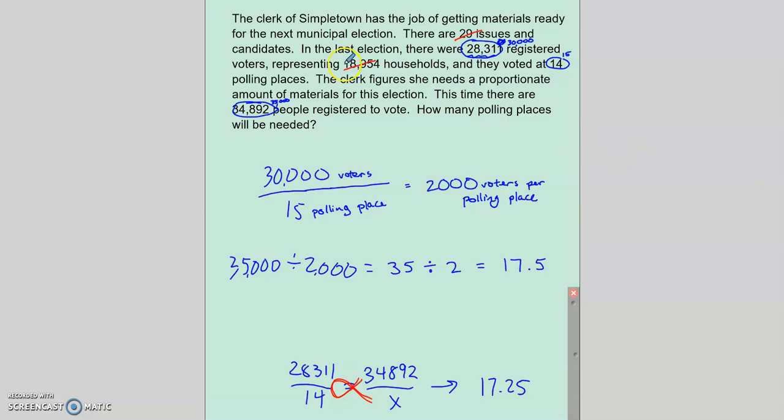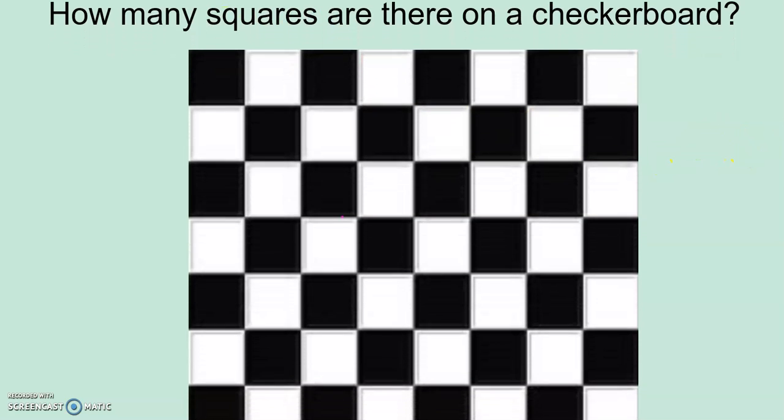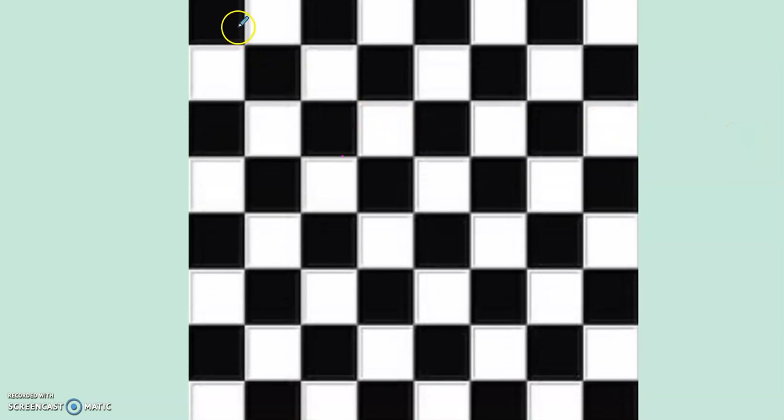Next, let's take a look at another problem here. And this is one of my favorites. How many squares are there on a checkerboard? That's it. That's the question. Here's a checkerboard. It is 8 by 8. And I will give you a hint. There are not 64 squares. There are actually way more than that.